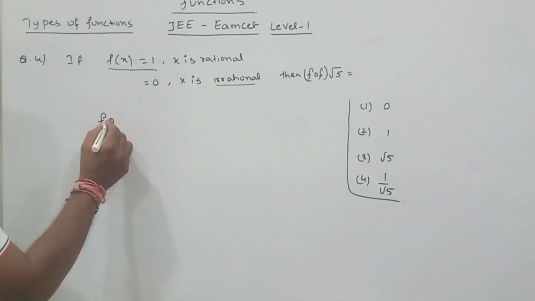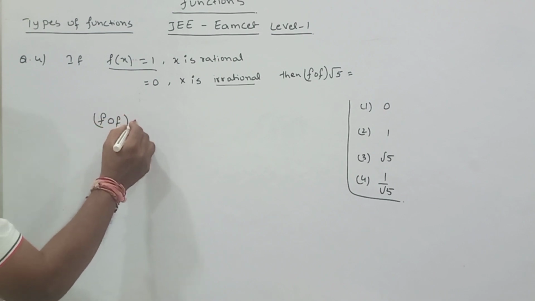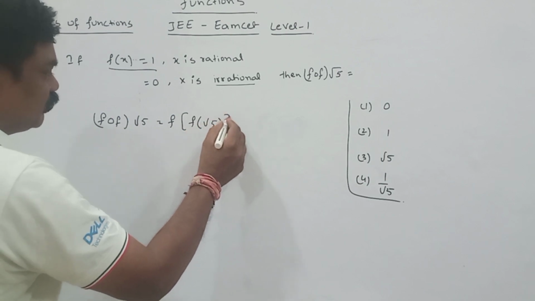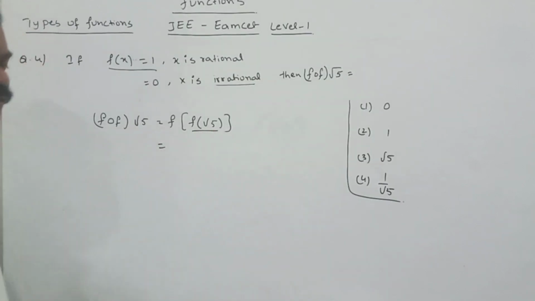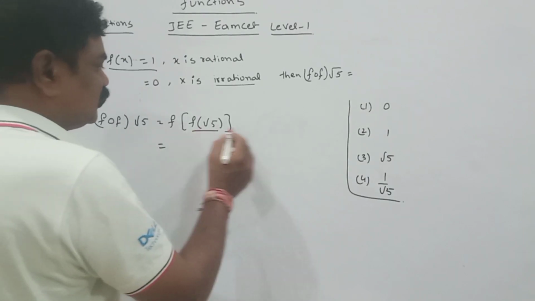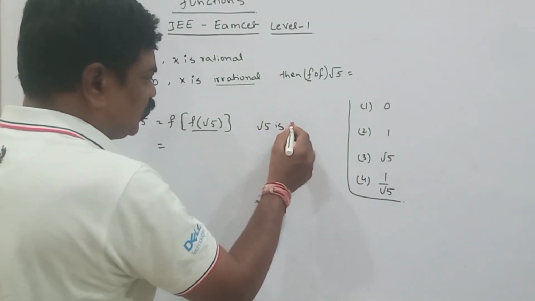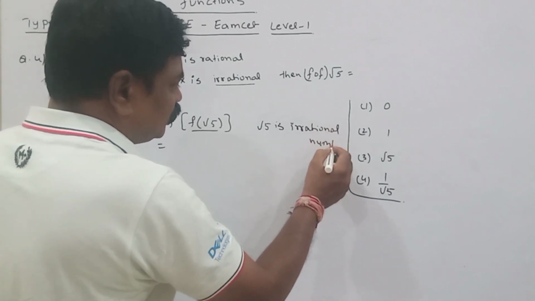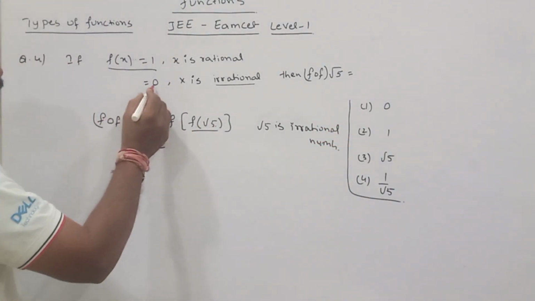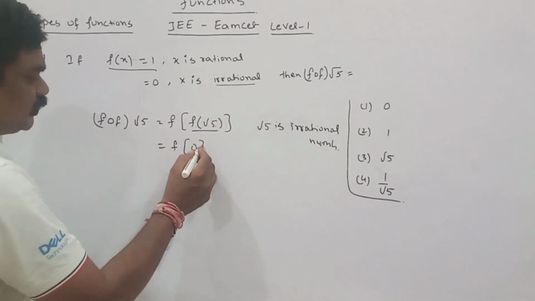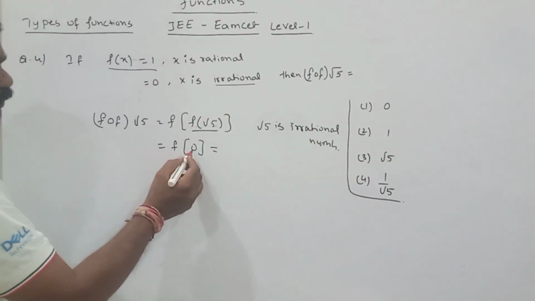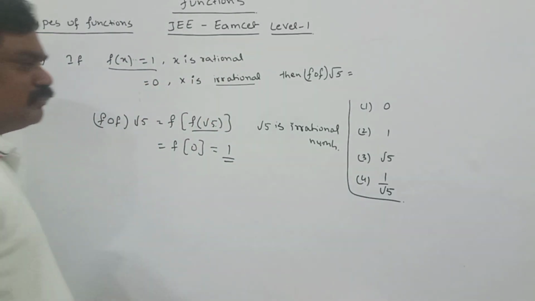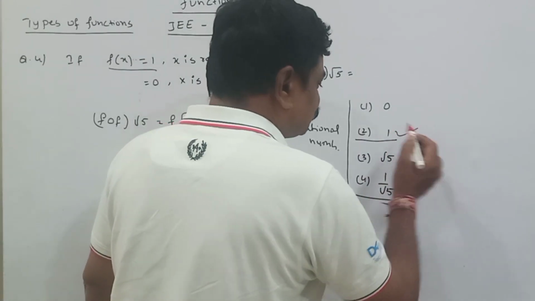Here you observe, f of f of root 5. Root 5 is an irrational number. So we have f of root 5 is equal to 0. Then f of 0: 0 is a rational number, so it is equal to 1. Then what is the answer? Option 2 is the answer.